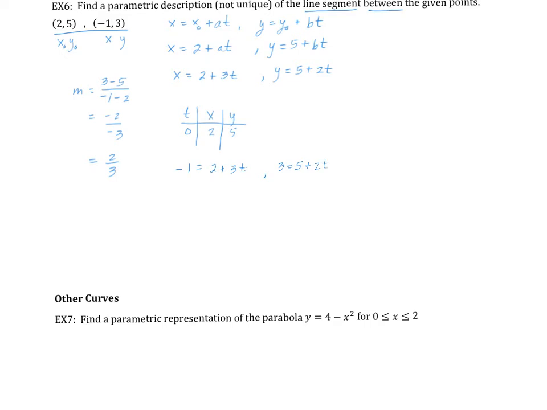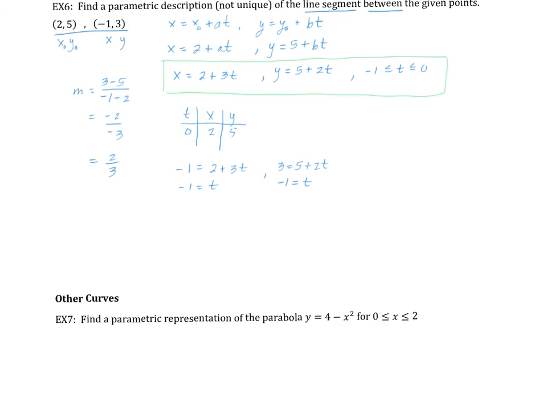Now I don't have to do them both, but I am going to do them both because I better get the same t value, right? So if I do solve this, I'll get that t is equal to -1 here, because I'm going to minus 2 and divide by 3. So I should get -1 on the other side as well, and I do. If I subtract 5 and divide by 2, I get -1. So that tells me that my t values are going to go from -1 to 0. Remember, this is not unique.